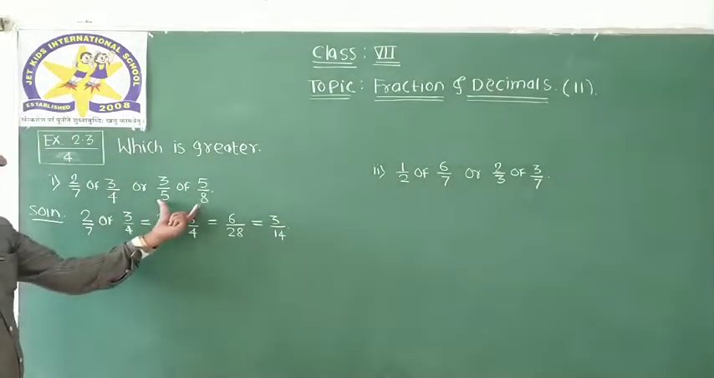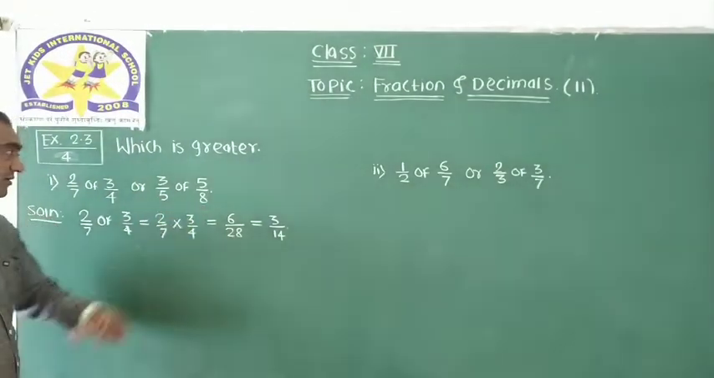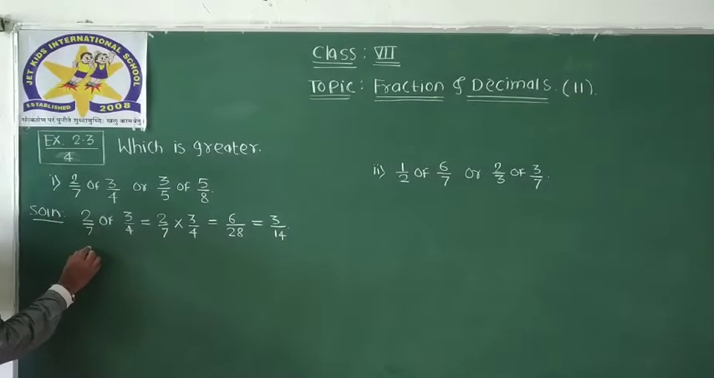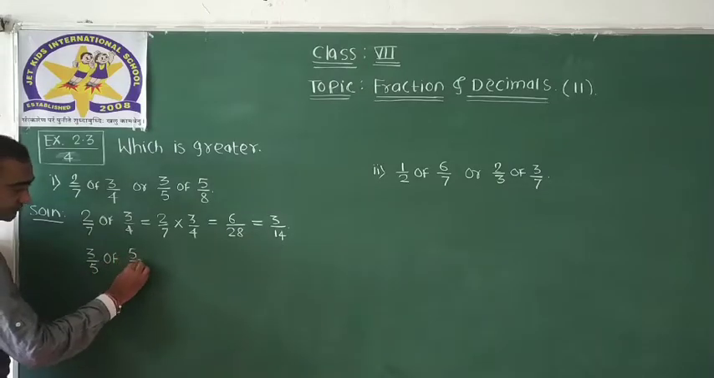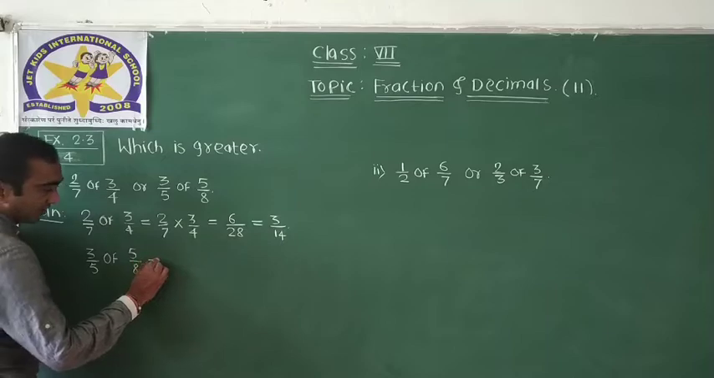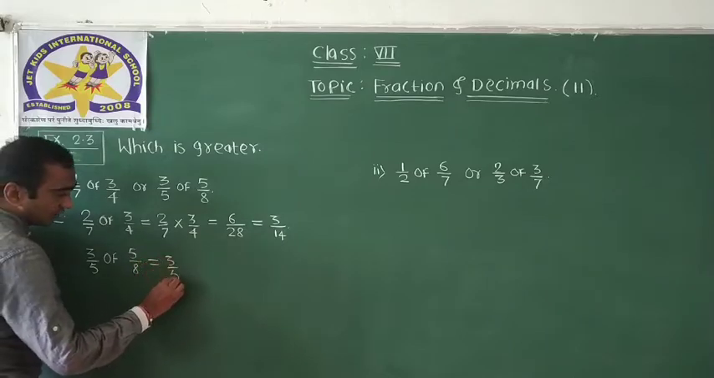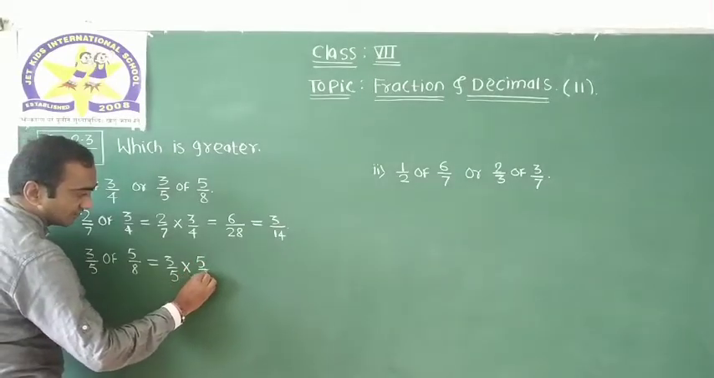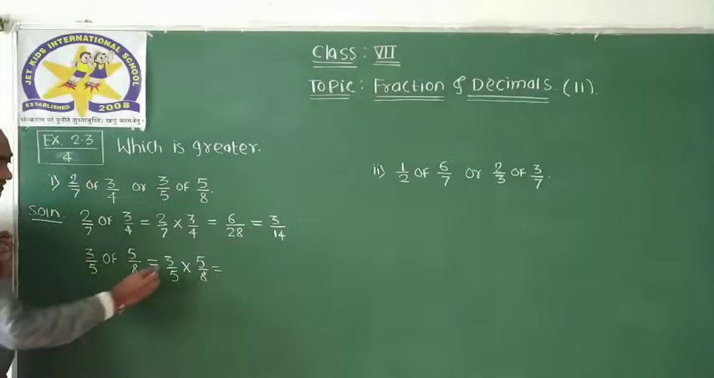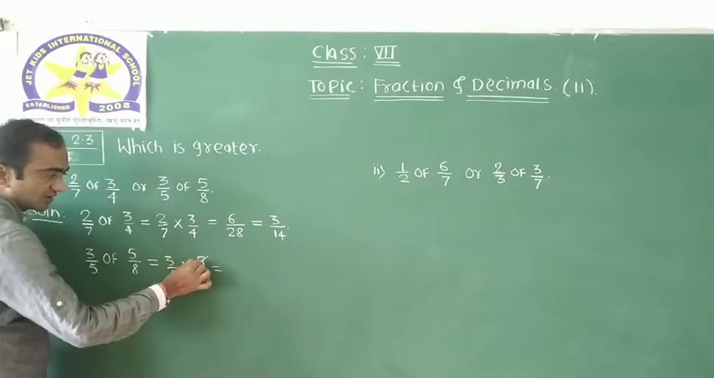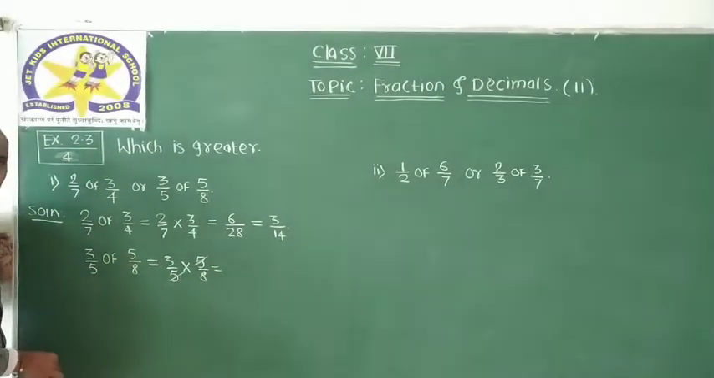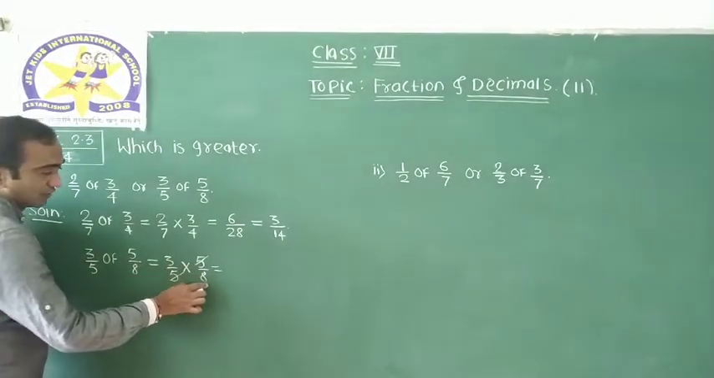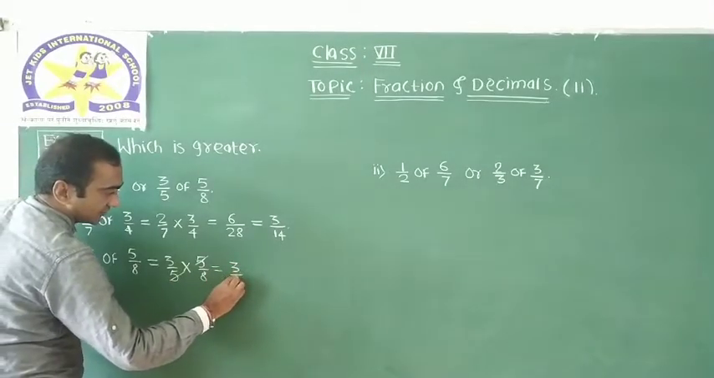Okay. After that we simplify the right hand side. Now the right hand side is 3 by 5 of 5 by 8. Of means into 5 by 8. Make a multiplication here. 3 into 5, or you can cancel out this 5 also. Okay. So we get 3 by 8.